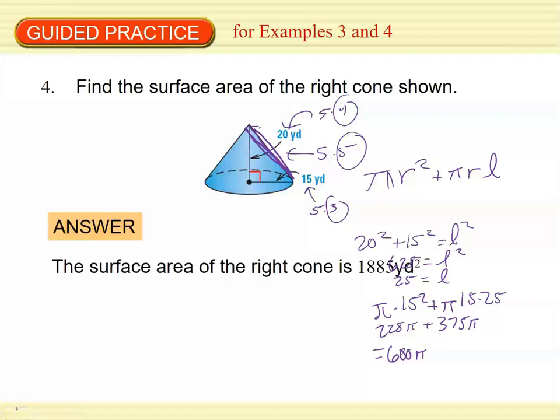So your answer can be written as, let me erase this part here so you can see what I had typed. So two ways you could write your answer. Either you can write it as 600 pi yards squared, or if you would have typed that in, it ends up being approximately 1,885 yards squared. Okay, both forms of writing the answer are acceptable.